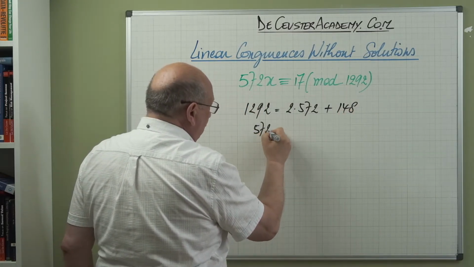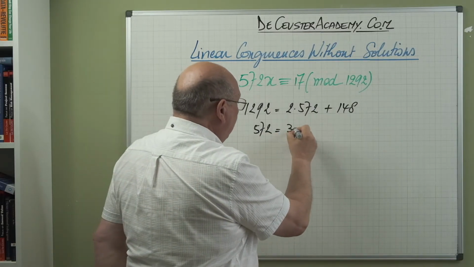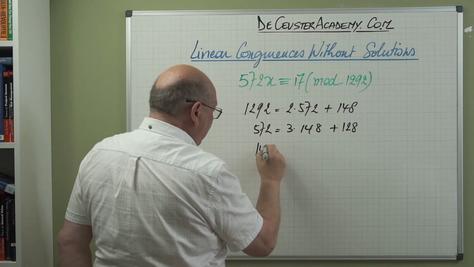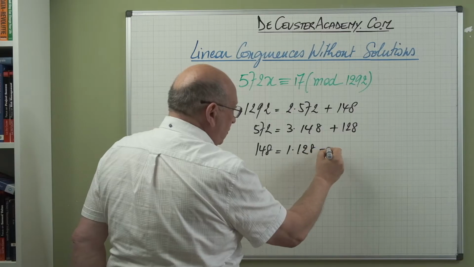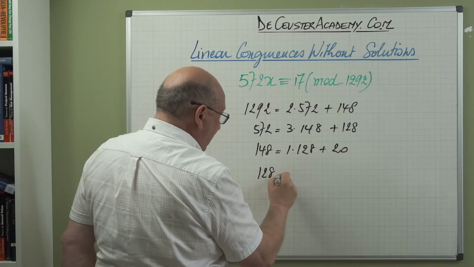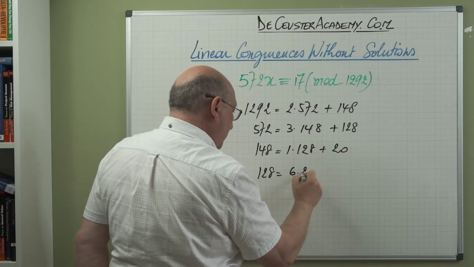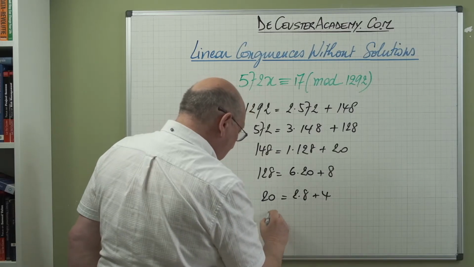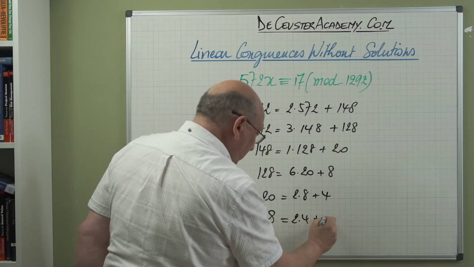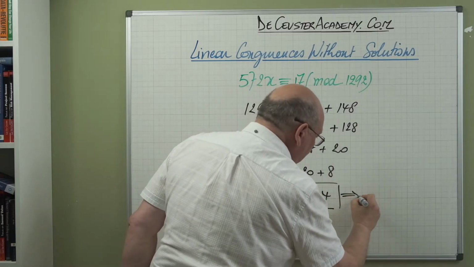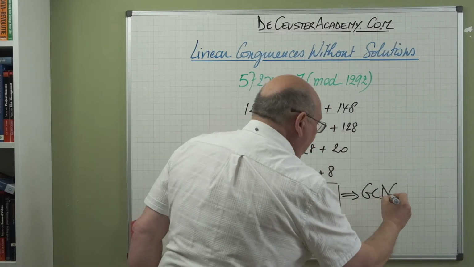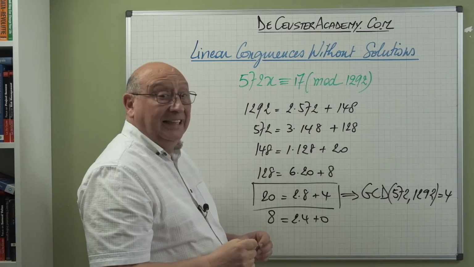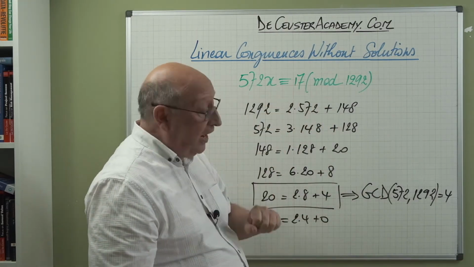Next, 572 is 3 times 148 plus 128. Now 148 is 1 times 128 plus 20. 128 is 6 times 20 plus 8. 20 is 2 times 8 plus 4. And 8 is 2 times 4 plus 0. So basically we find here that the GCD of 572 and 1092 is 4. The next step is to verify if 4 divides 17.